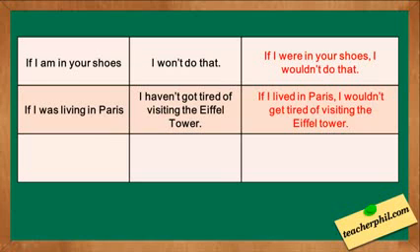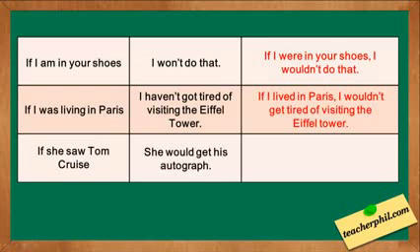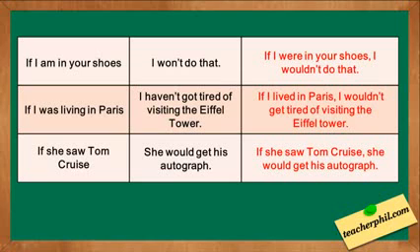And the last one: If she saw Tom Cruise, she would get his autograph. The correct answer is, if she saw Tom Cruise, she would get his autograph. The if clause, if she saw Tom Cruise, and the result clause, she would get his autograph, are already correct, so there's no need to change it. Did you get them right?